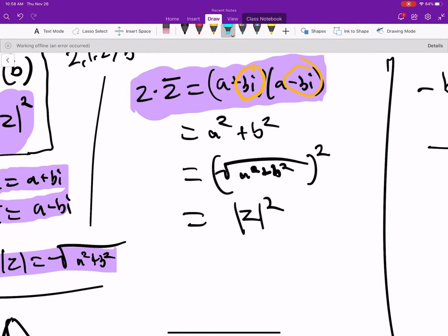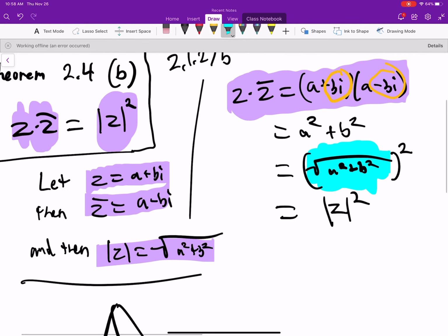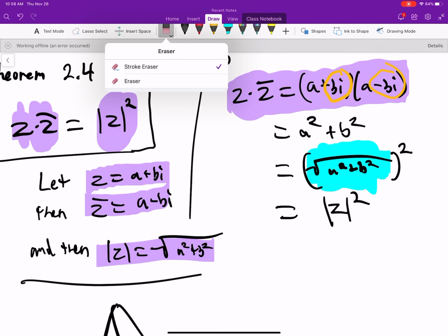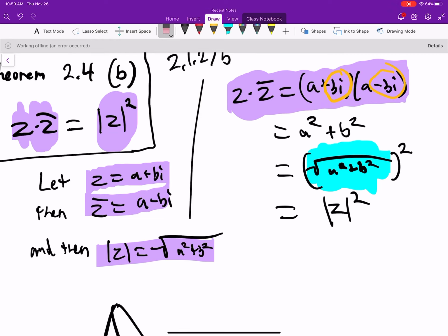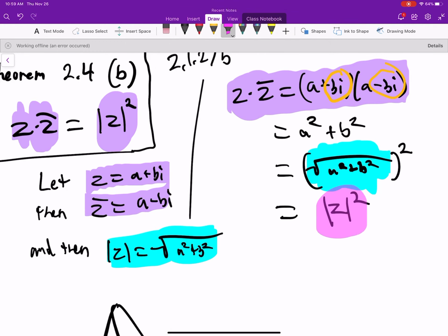Then I'm very curious about this piece, because that's actually what I'm trying to get, right? And I know that is the magnitude of z. I'm looking right here. That's the magnitude of z. And so we need to square it, so that's just magnitude of z squared. So now I'm looking here. It's just magnitude of z squared. So we're done.